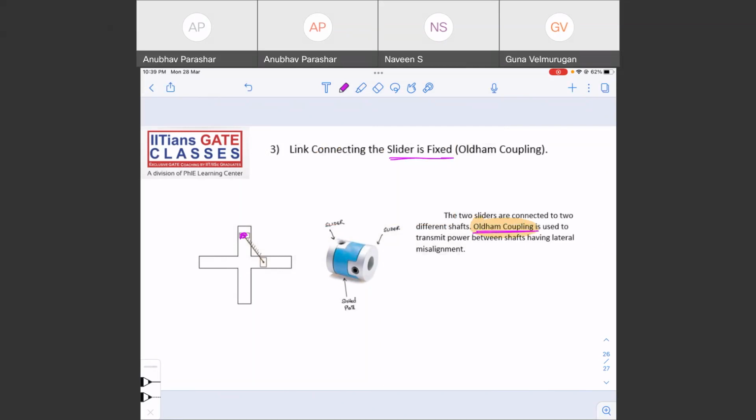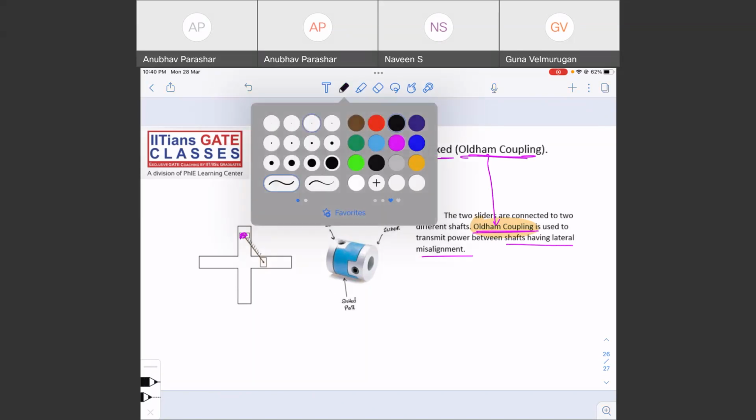two to three questions can be asked. First of all, when do you obtain the Oldham coupling? In a double slider crank mechanism, if you fix this slider, you get an Oldham coupling. So when do you use Oldham coupling? Oldham coupling is used to transmit power between two shafts having lateral misalignment. What is lateral misalignment? This is lateral misalignment.